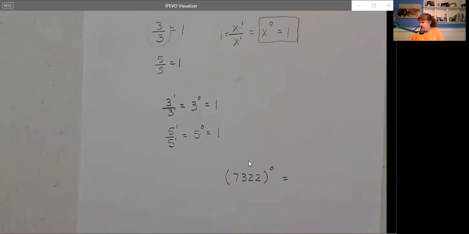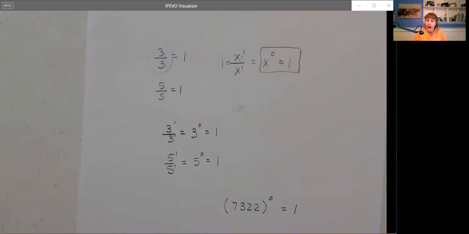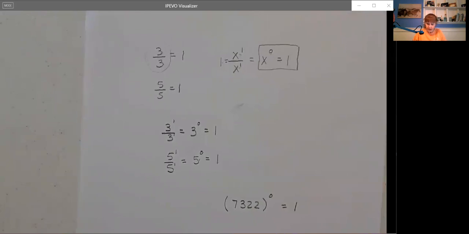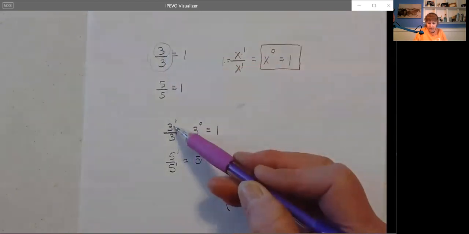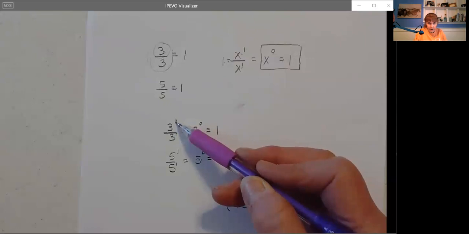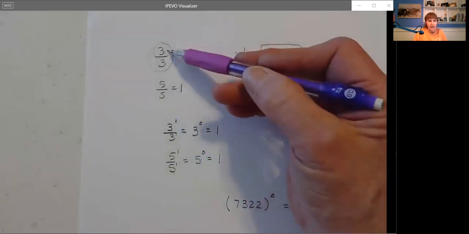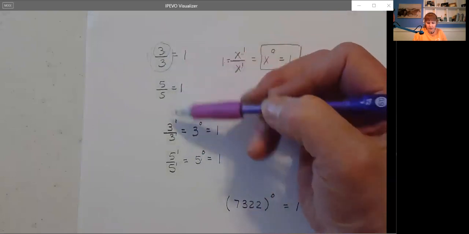All right. I don't know if that's showing up in there or not. Anything to the 0 power is 1. And so we're going to practice this in 10.1. Anything to the 0 power is 1. And the other thing that they deal with in 10.1 is this idea of going from 3 to 3 to the first. Whenever you have a power of 1, it can be rewritten as this. So you can go from here to here and here to here.